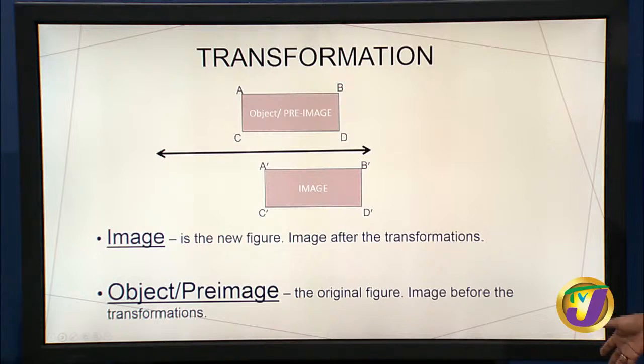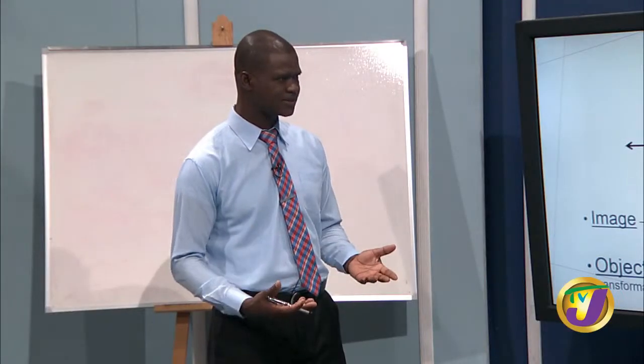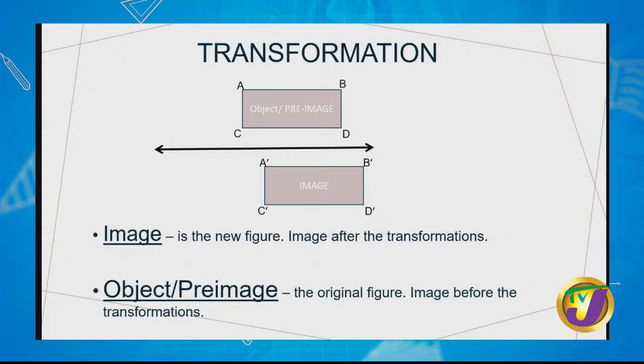So A, B, C, D, they all slid across. And I'm seeing where the shape of the object does not change. The size remains the same, and there was no turn at all. So it was just a slide.